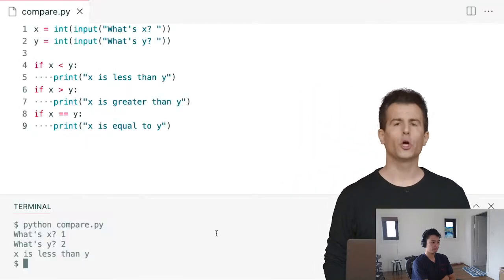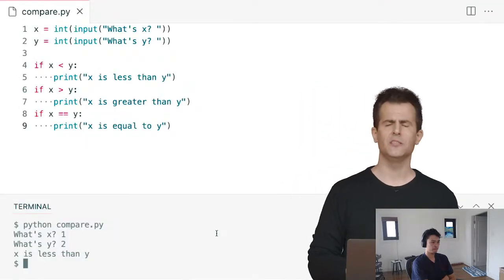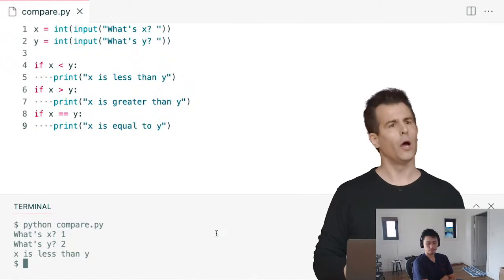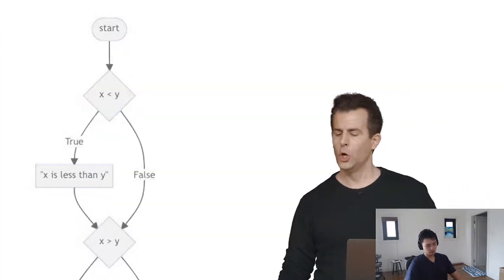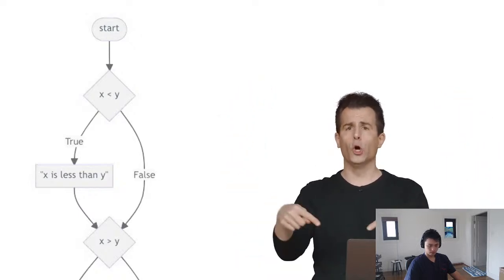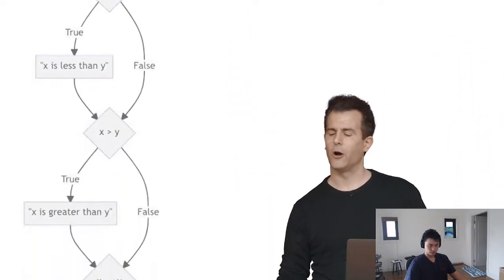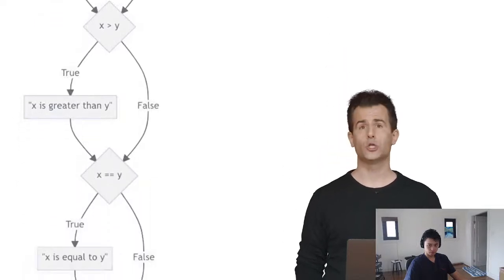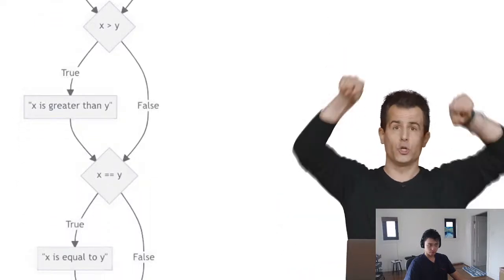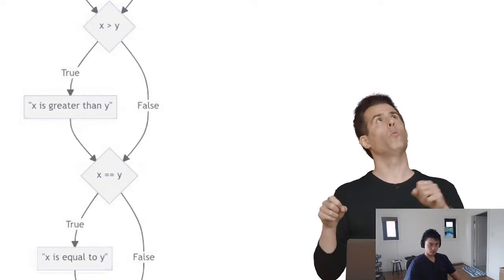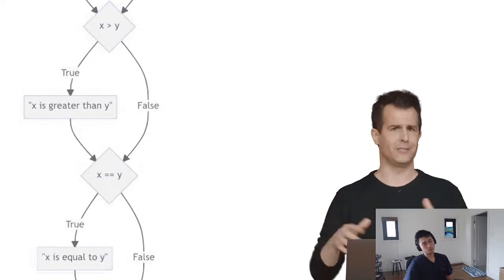But recall the code. The code then proceeded to ask 2 more questions. Is x greater than y? Is x equal to y? Well, the flowchart depicts those questions too. Notice that no matter whether the question had an answer of true or false, the arrows both converge back down to this second diamond shape here. And that second diamond shape asks the second question, x greater than y. That too has a true or false answer, so we go one way or the other. But if x is 1 and y is 2, then no, the answer is false. 1 is not greater than y.